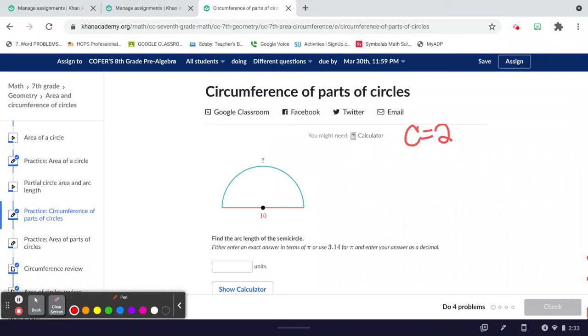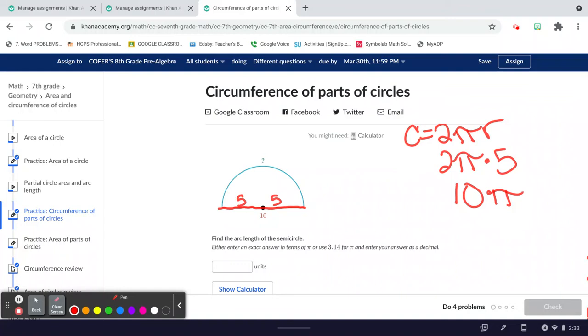C is equal to 2 times pi times r. I know that 2 and pi can come straight down, but my radius is not 10. My radius is 5. They tell me that this whole thing all the way across the bottom here is 10. That means each half is 5. So my radius is 5. Now I can multiply 2 times 5 and I get 10 pi. That would have been my circumference if I had an entire circle.